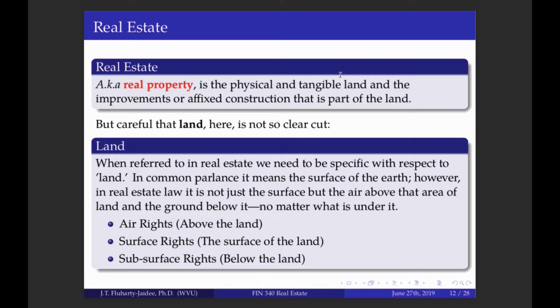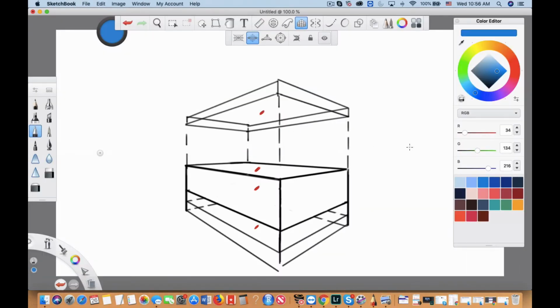So here, let me give you a little diagram we've got here. So if we were to imagine, let me get my stylus, that this is our land. Okay, then above here we've got air rights.